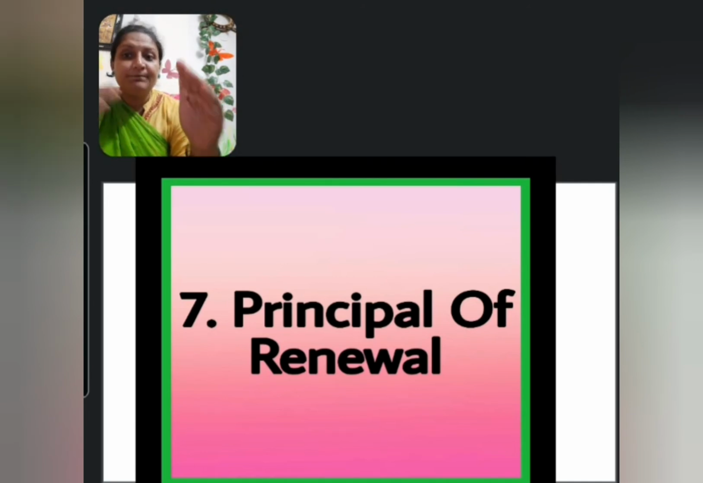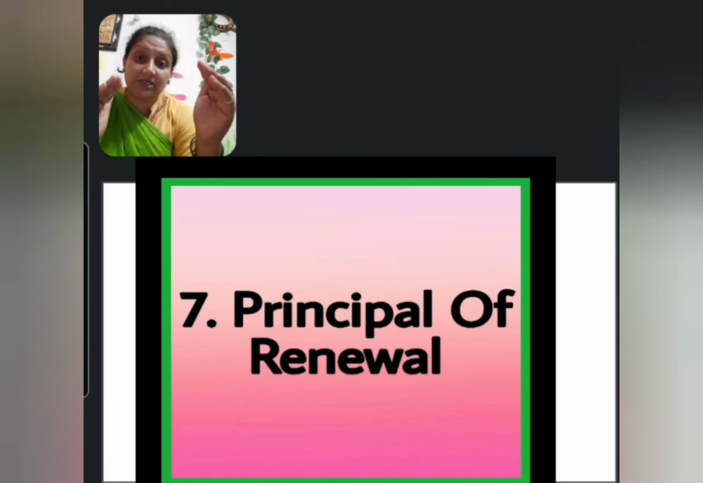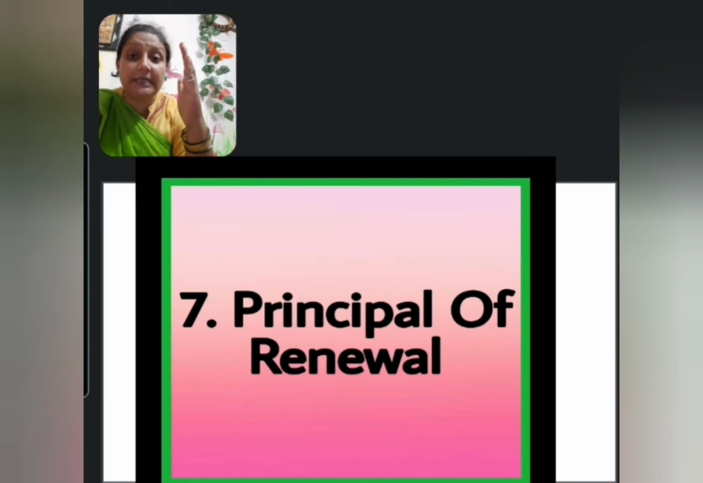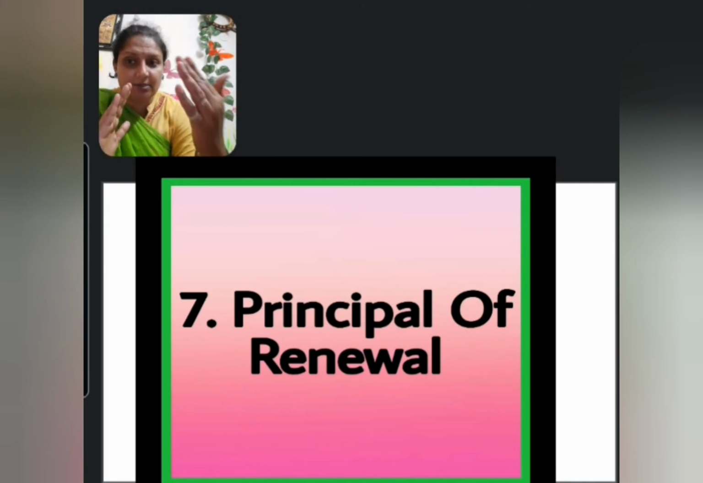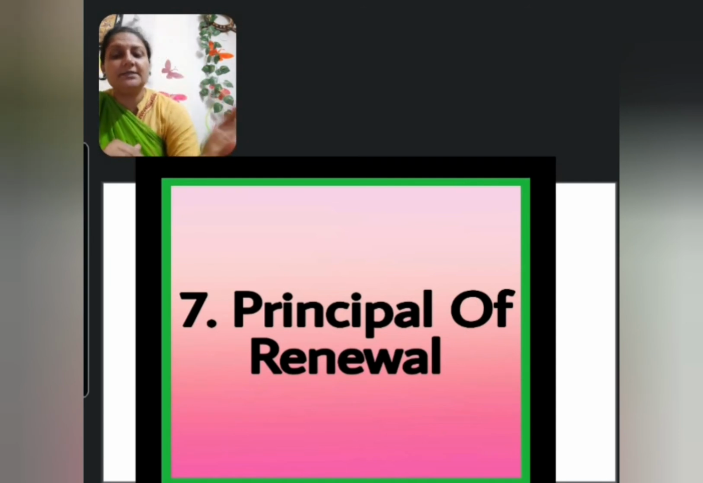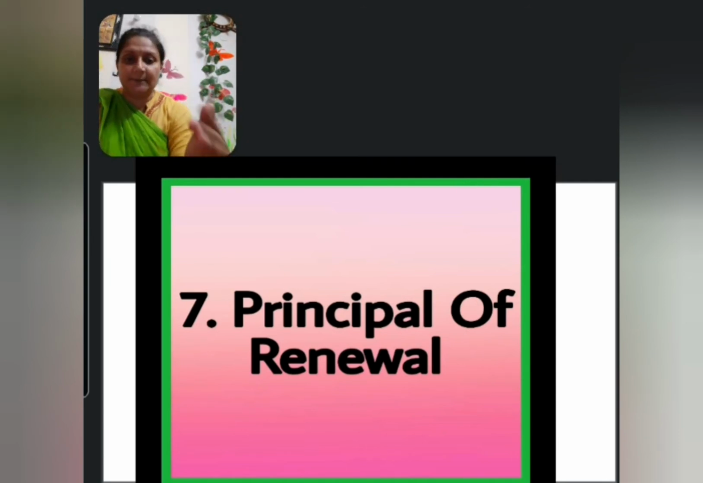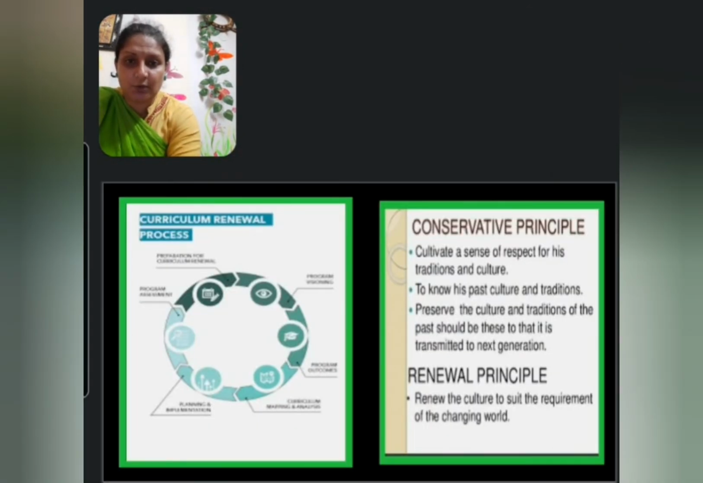So it should be transmitting and conserving the cultural heritage, and education should cater to the renewal of the culture and the heritage also, to suit the requirements of changing times. Here the slide shows the image of the conservative principle and the renewal principle, both, because they are connected with each other. This is the picture showing the renewal principle and the conservative principle.